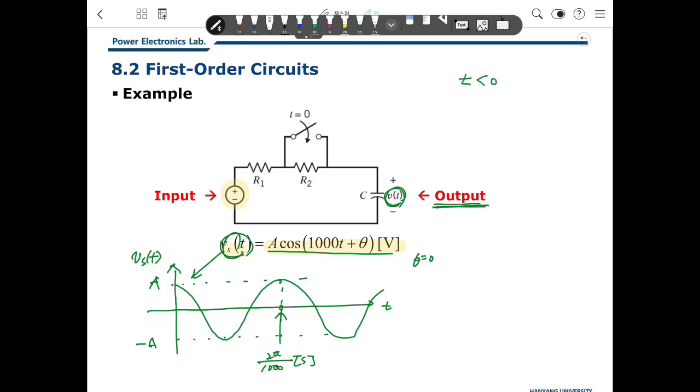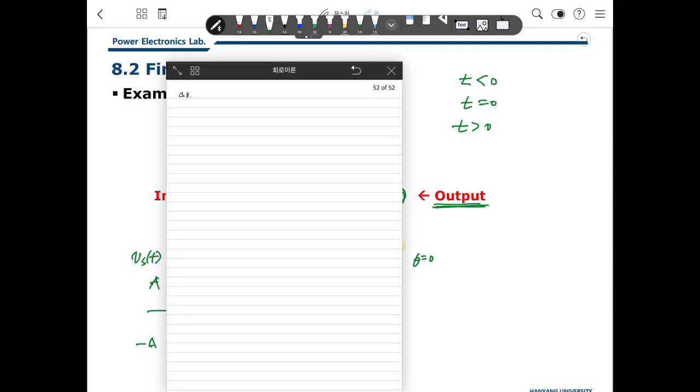And more, before t is smaller than 0, R1 and R2 are connected here. But at the instant t is 0, the switch is closed in this way. Then when t is larger than 0, R2 does not affect this circuit because of this switch. So in this case, we will define several electric circuits based on the time. For example, we will do here.